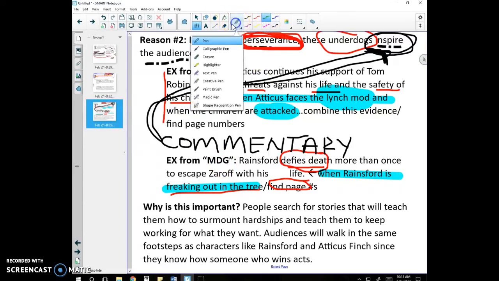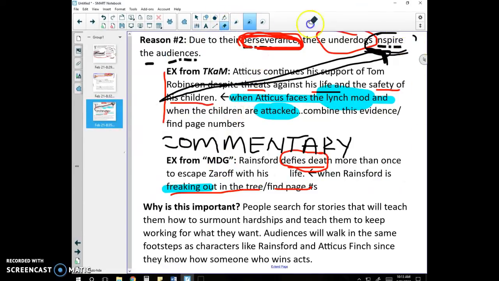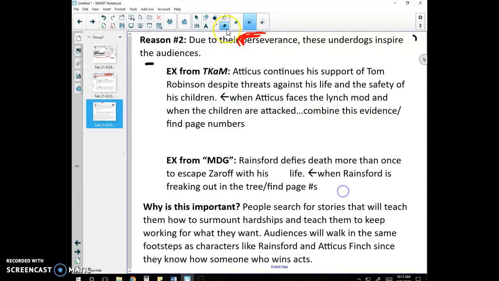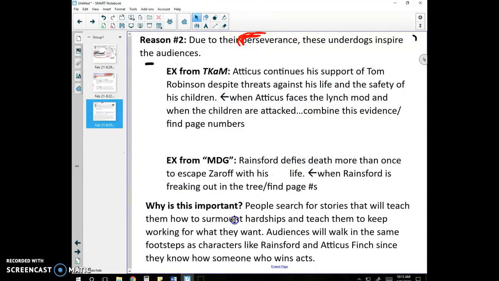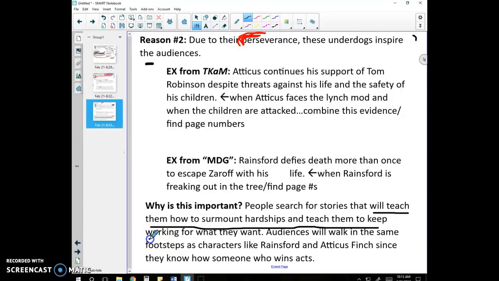Why does this matter? Well, when I look at the bottom here, people search for stories that will teach them. Oh, so they want to be taught how to surmount hardships and to keep working for what they want. Okay, people like this. Audiences will walk in the same footsteps, so it teaches them. Oh, gotcha. The audiences will walk in the same footsteps as characters like Rainsford and Atticus Finch, since they know how someone who wins acts.